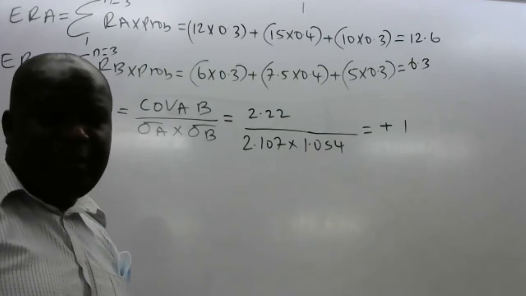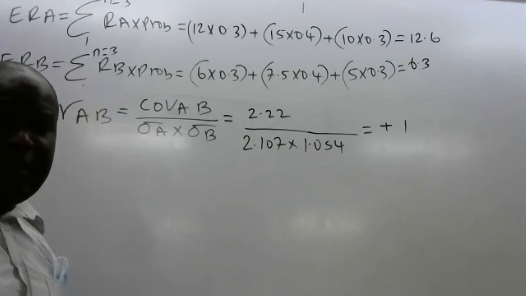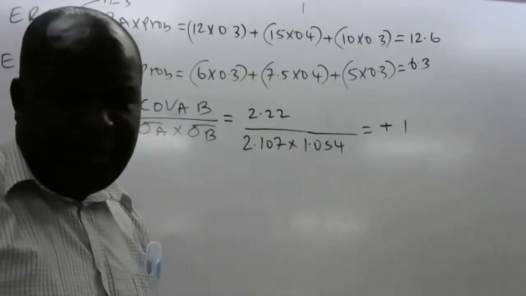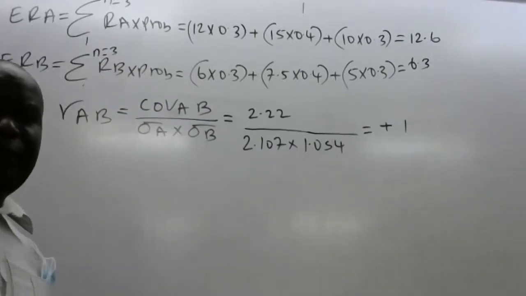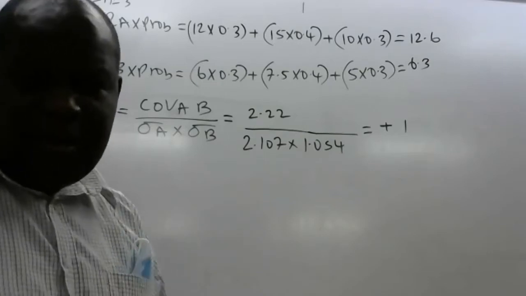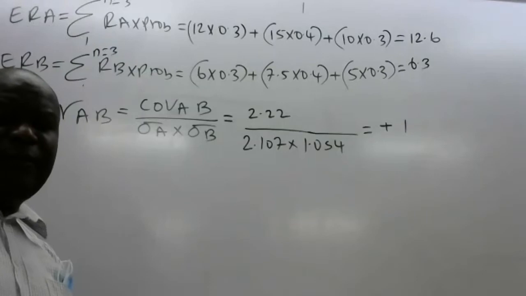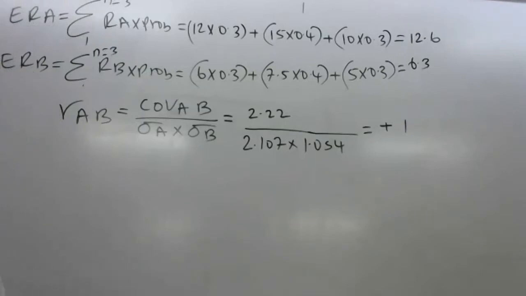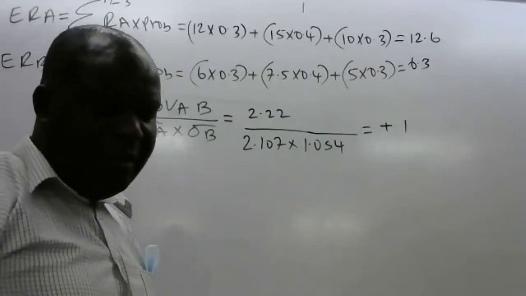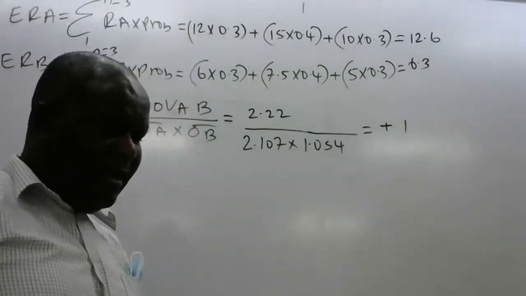Someone got 0.7. Confirm your calculation. That's not correct. But 0.9996 is correct. Now round it off to positive one. So that's now the correlation coefficient. Our correlation coefficient is meant to be positive one. So that is our Roman letter two.